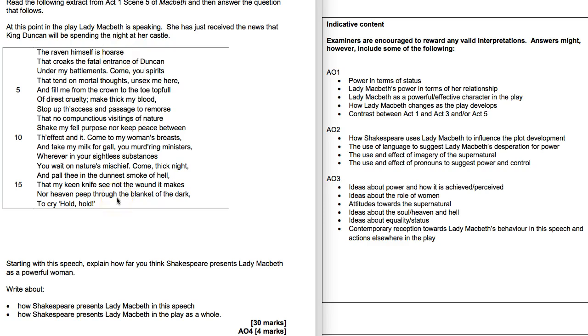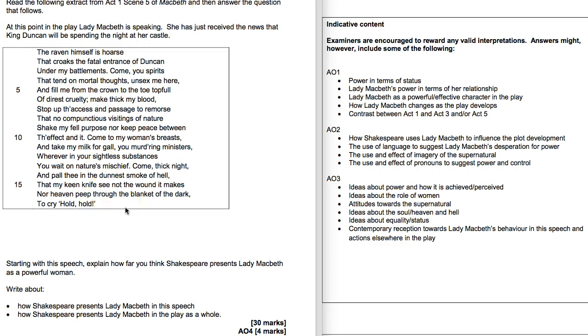So we read through once to refamiliarize ourselves with the text. And what would happen in the exam is you'd pick on anything that occurs to you in the quotation about Lady Macbeth. Let's nip down to the question. We have to talk about how Shakespeare presents her as a powerful woman. So the theme we're going to talk about is power.